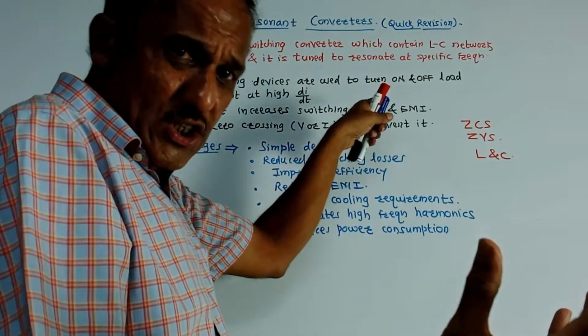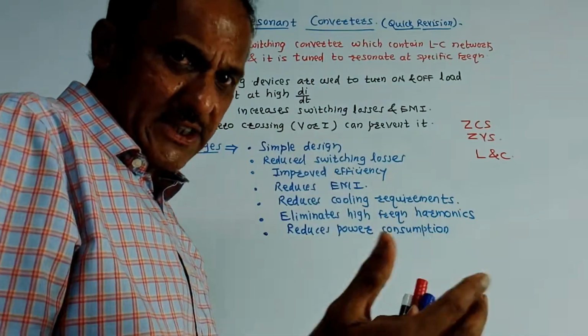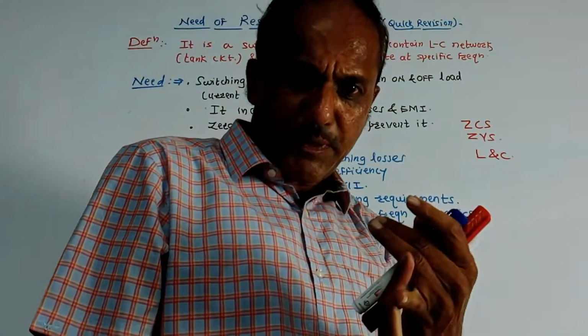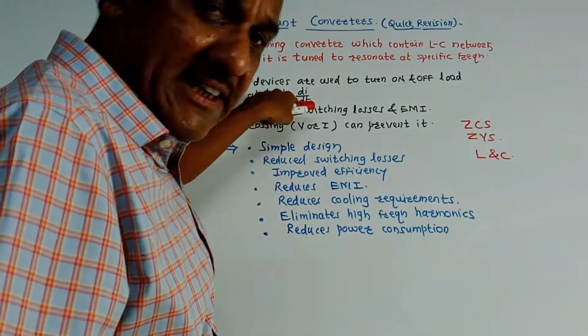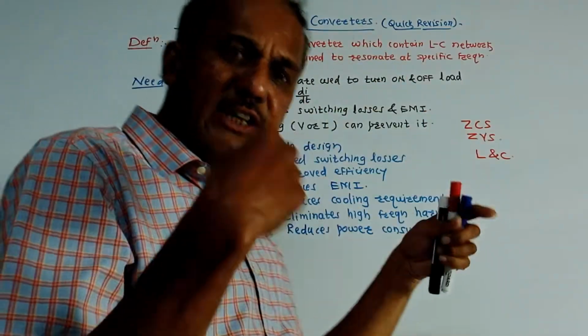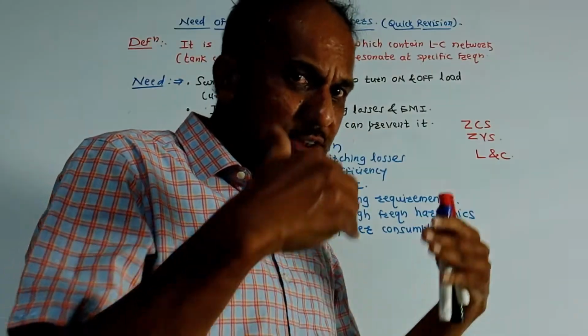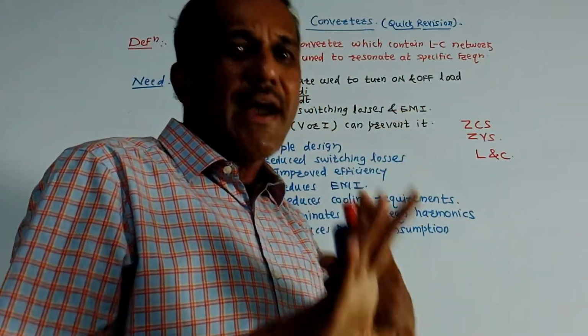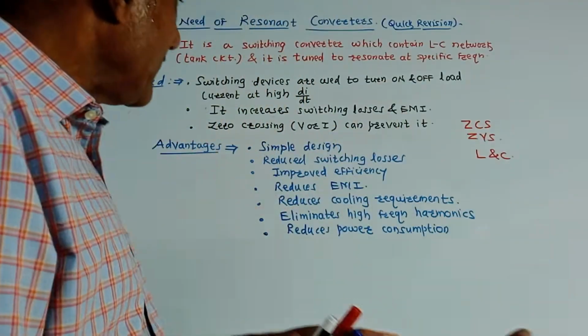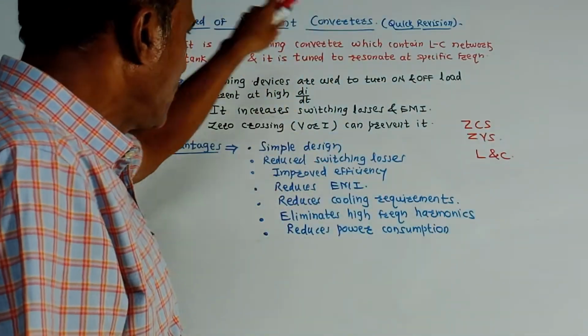Now, if you are not using resonant conversion, then since the switching takes place at very high speed, that means it takes place at very high di by dt. di by dt indicates rate of change of current. So it produces losses, switching losses, as well as it creates electromagnetic interference. To avoid this, we want to make use of this resonant converter.